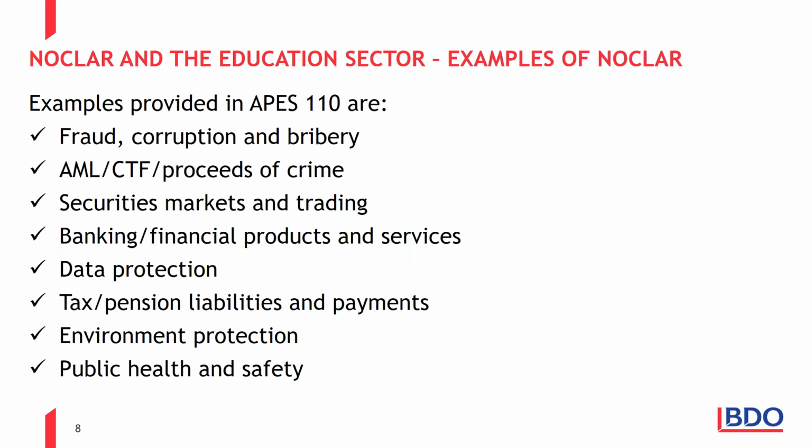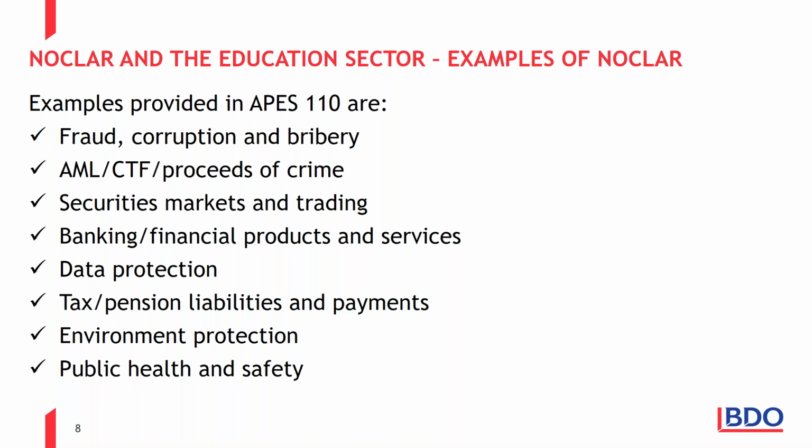So what are these examples of NOCLAR? Now, the code lists what I've set out on the screen, and you can see it's a fairly broad range of examples. Not all of them will apply, obviously, in an education setting, but it just gives you an idea of the broad reach of NOCLAR. So fraud, corruption and bribery, that of course can happen in the education sector. Anti-money laundering and counter-terrorism financing, proceeds of crime, that may be more likely in the private education sector, not necessarily in the public education sector, but you can't rule anything out these days.